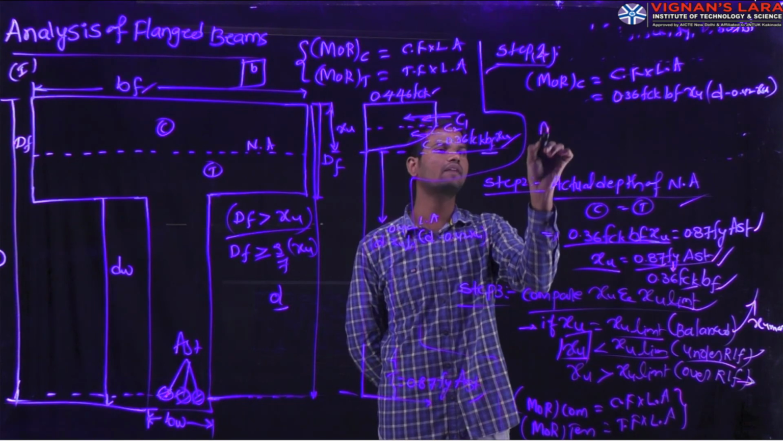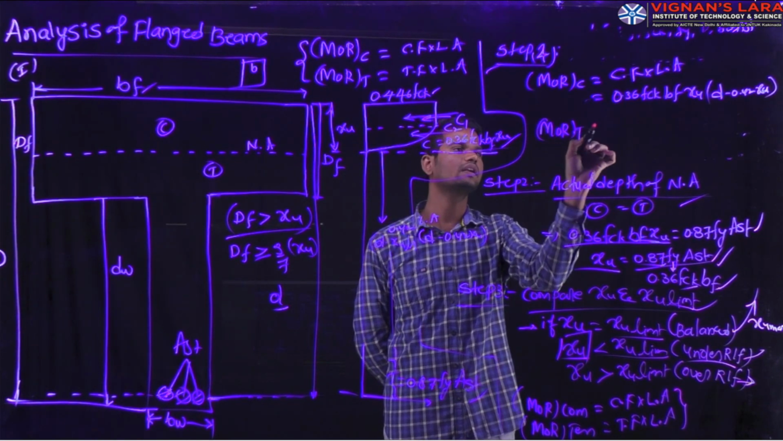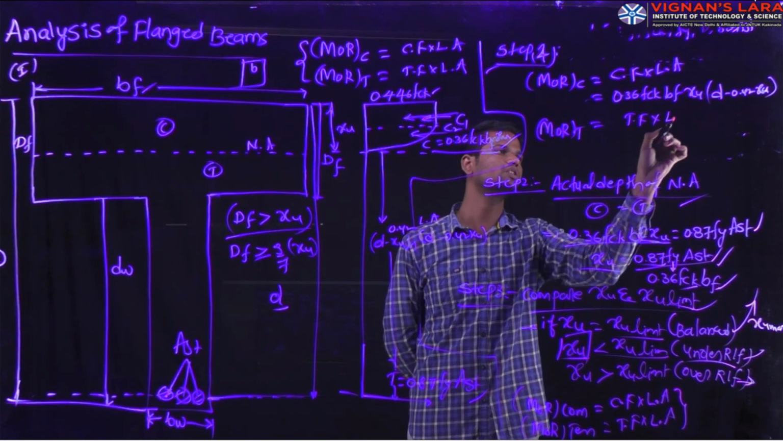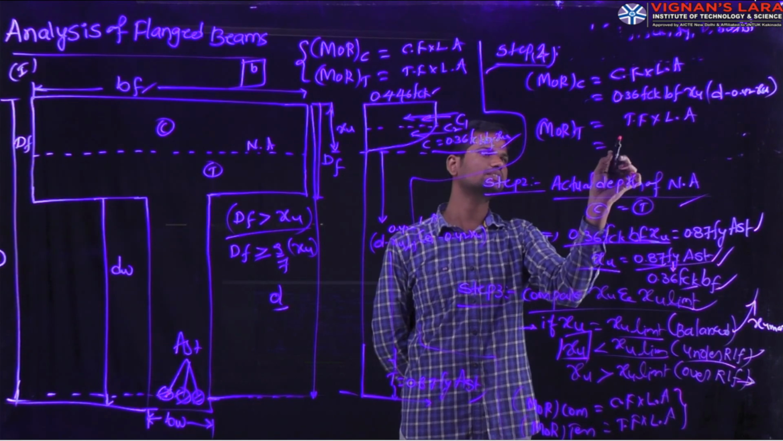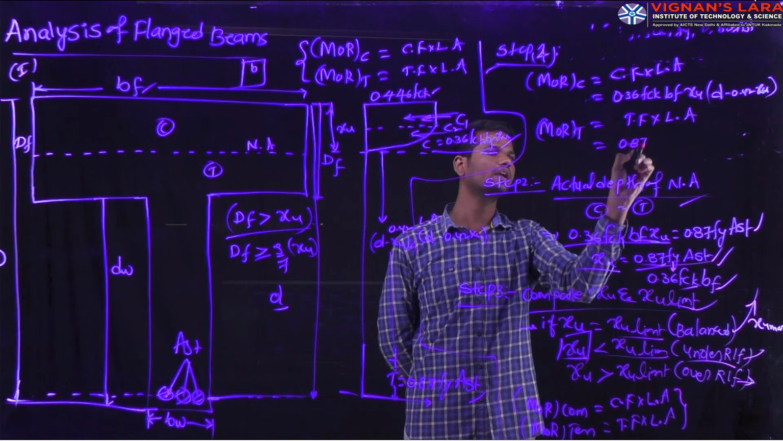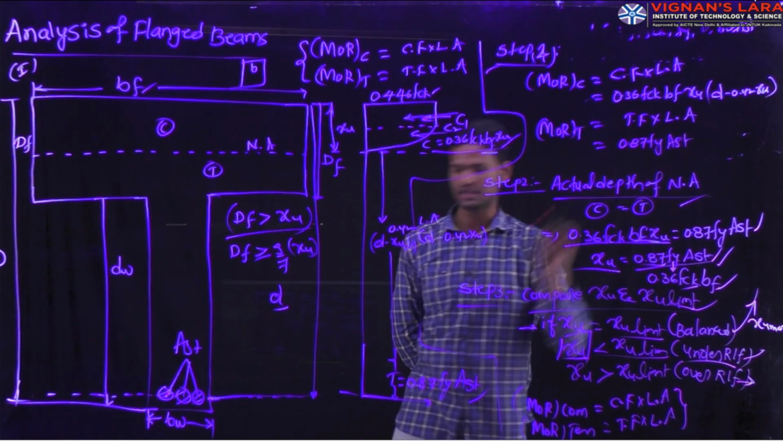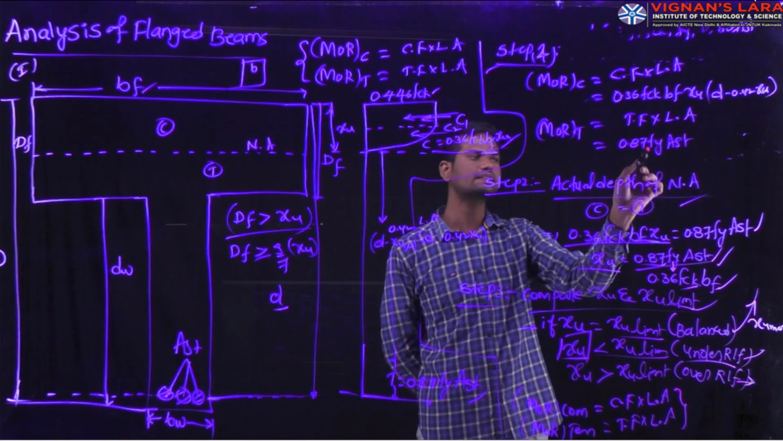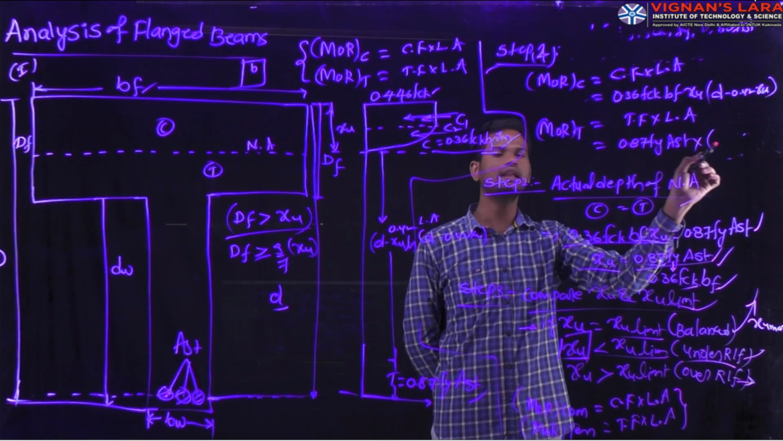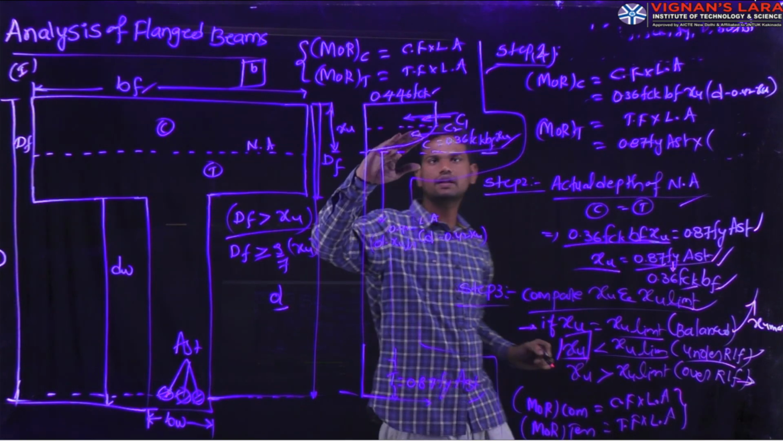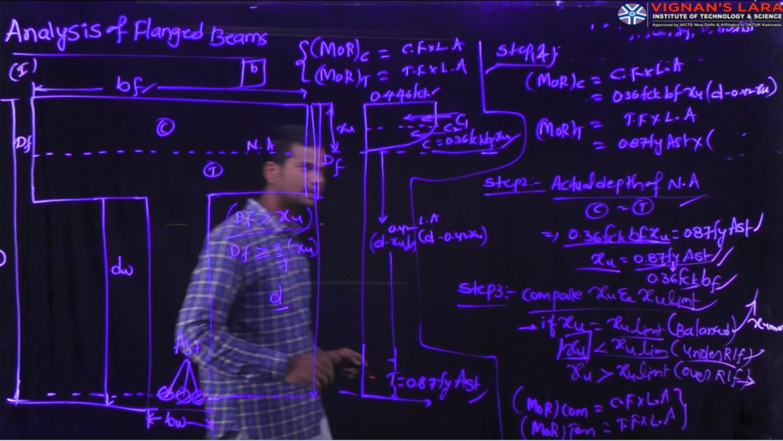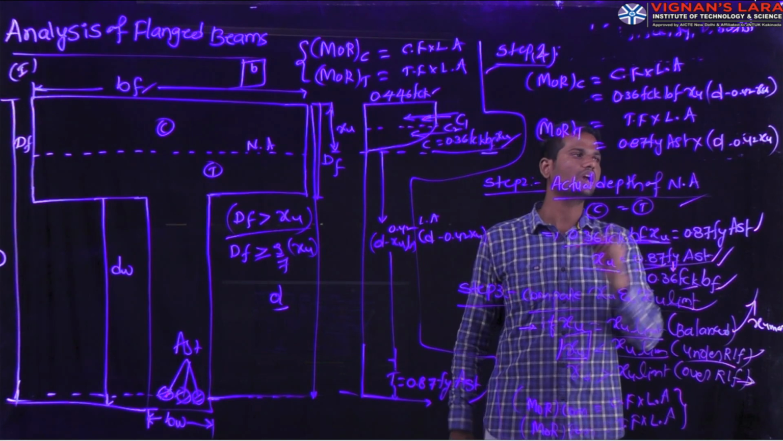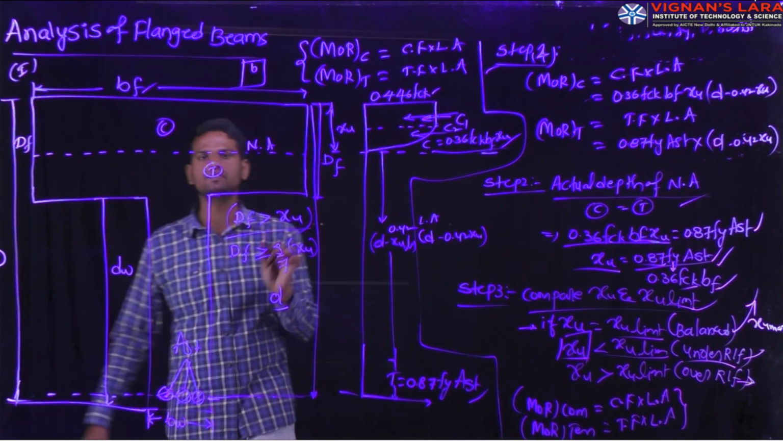Next we have the moment of resistance for the tension. Moment of resistance for tension is again total tensile force into lever arm distance. The tensile force is 0.87 into fy into Ast. This is the tensile force acting on the beam. Again the lever arm is the distance between the resultants of the total compressive force and total tensile force, which is nothing but d minus 0.42 into XU.